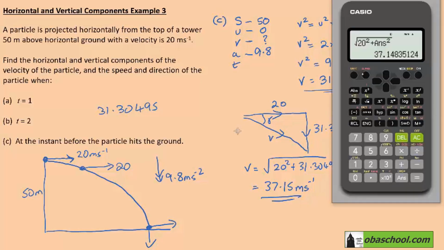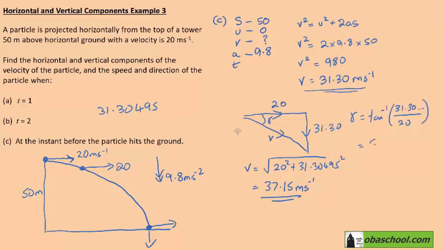So the inverse tangent of 31.30495 over 20, that gives me 57.4 degrees to one decimal place.